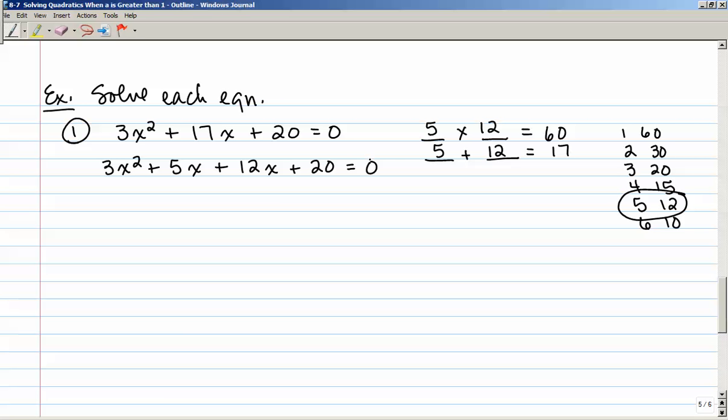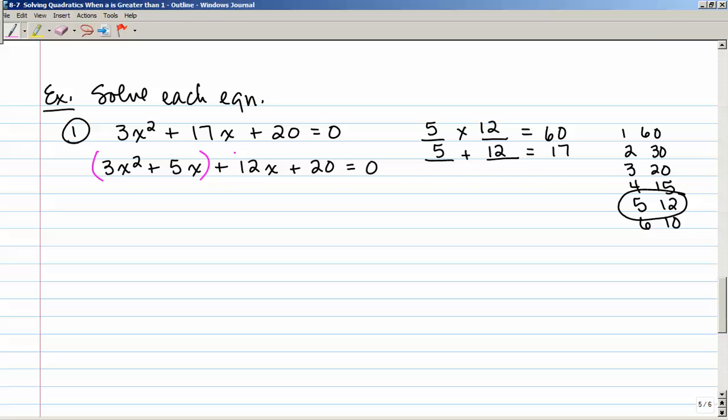Now, one question you may be asking yourself is, why did you put the 5x first instead of the 12x? It doesn't really matter. These two are interchangeable. I could have put 12x first, followed by a 5x. It really doesn't matter. Your steps are going to look a little different, but you're going to end up with the same answer in the end.